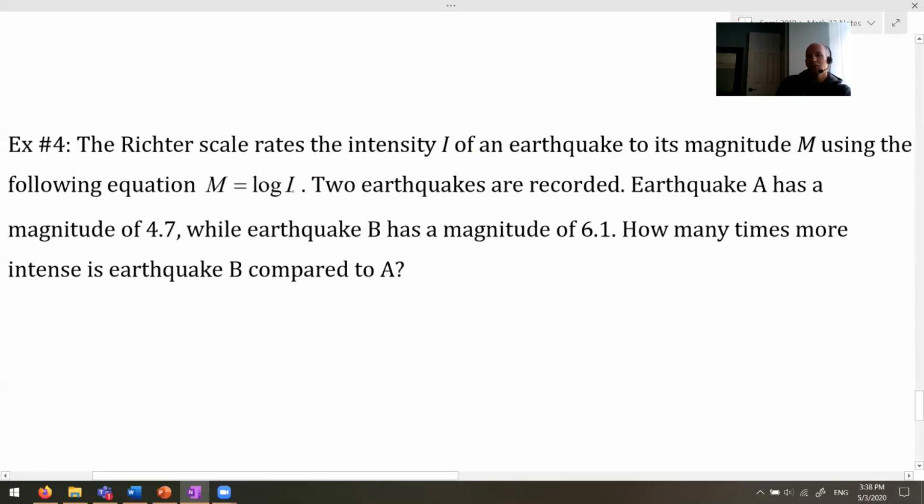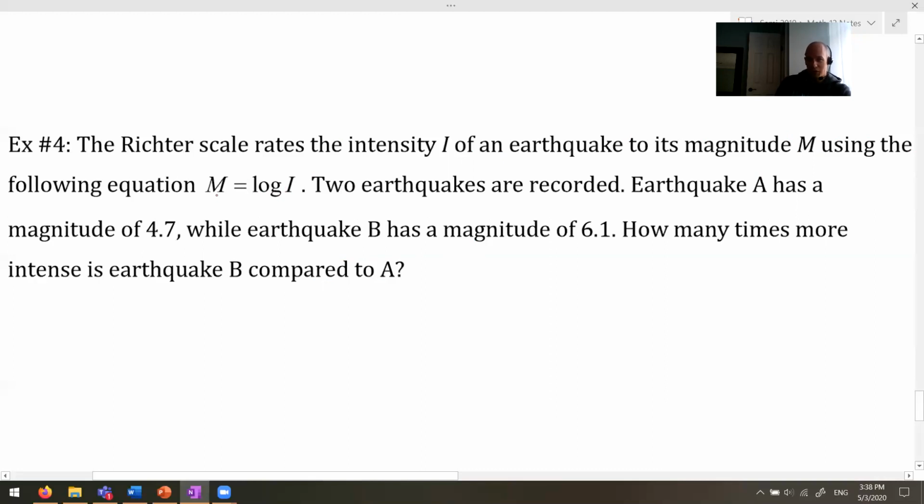So we're taking log of the intensity. And the reason for this is very simple. The weakest earthquake maybe has an intensity of 1, and the strongest has an intensity of like 1 trillion. We don't want to say magnitude 1 and magnitude 1 trillion because it kind of makes no sense. No one's going to understand that.